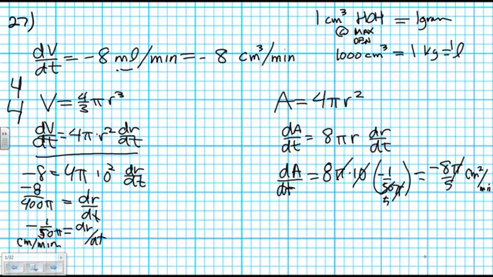Is that the right answer? Yeah, but it's positive. No, it's melting, so the surface area is decreasing. Yes, but the question asks how fast it's decreasing, and it's decreasing, so it has a positive. I hate that. They do that a lot.